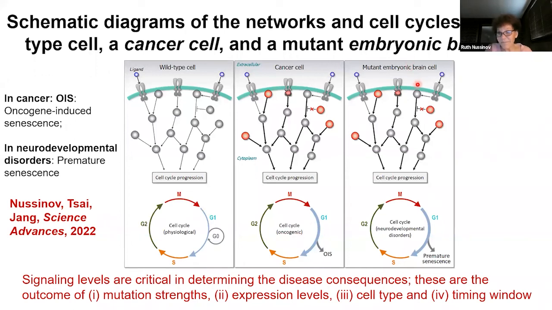This is in mutant embryonic cell. It leads to premature senescence. So we suggested that the signaling levels are critical in determining the disease consequences, and these are the outcome of mutation strength, expression levels, cell type, and the timing window.